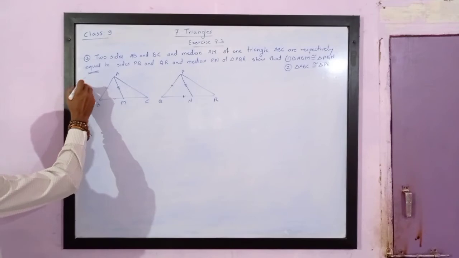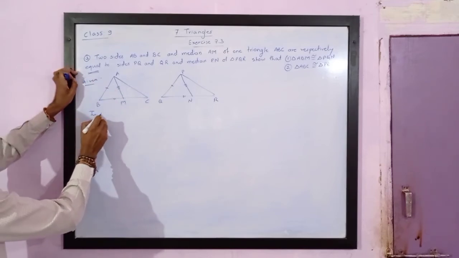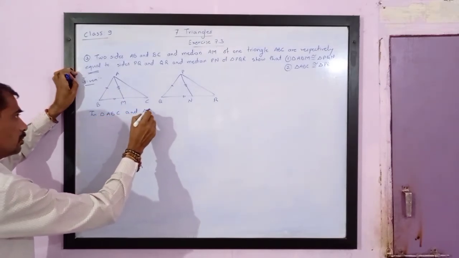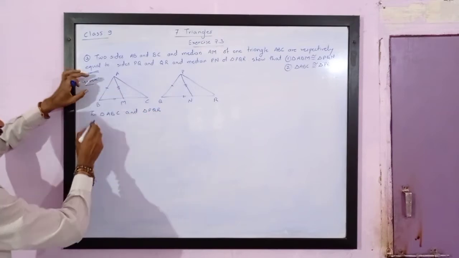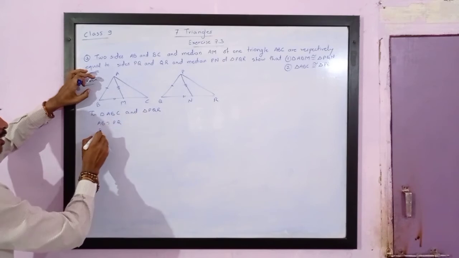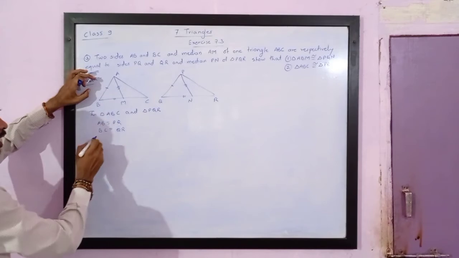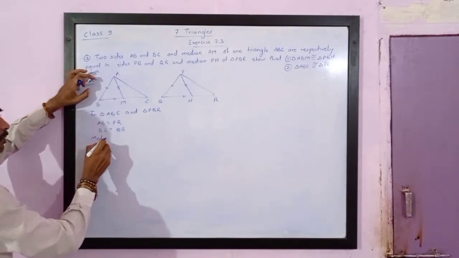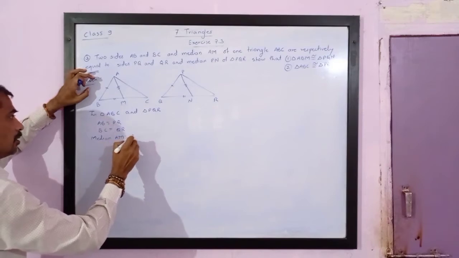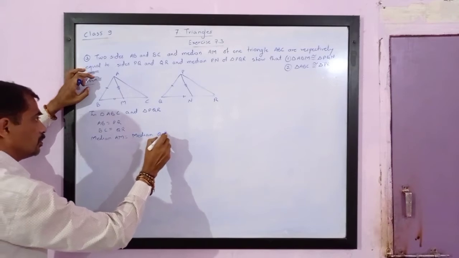So let us write the given part first. In triangle ABC and triangle PQR, we are given AB is equal to PQ. Then we are given BC is equal to QR. And we are given median AM is equal to median PN.